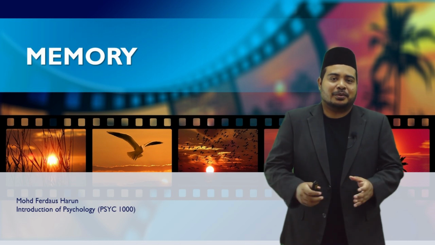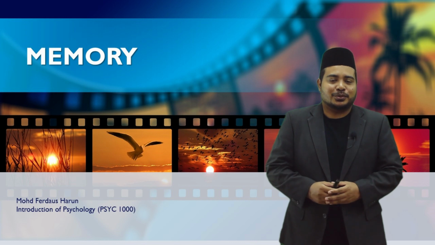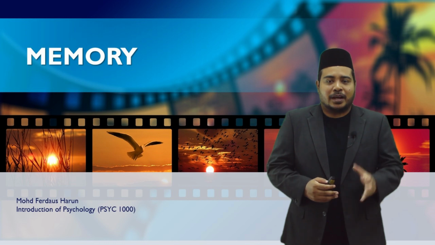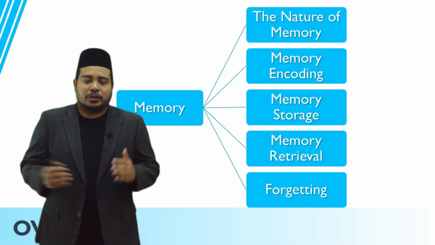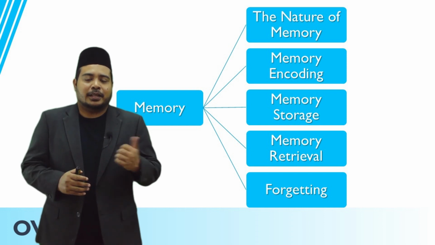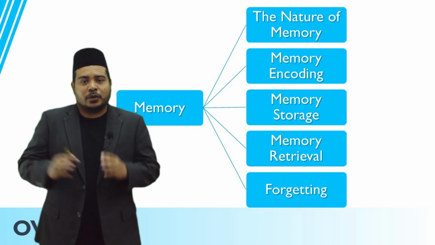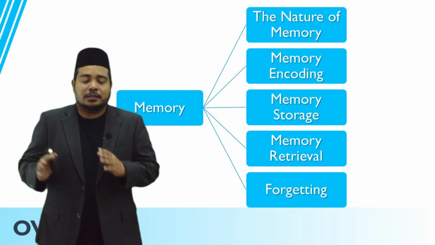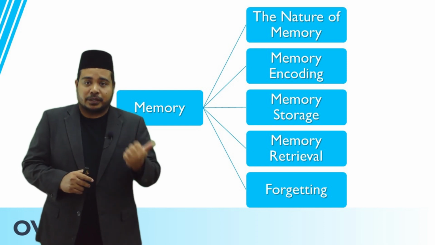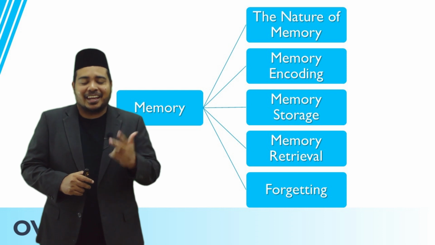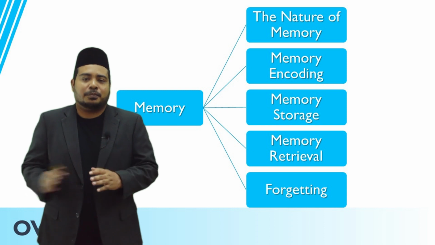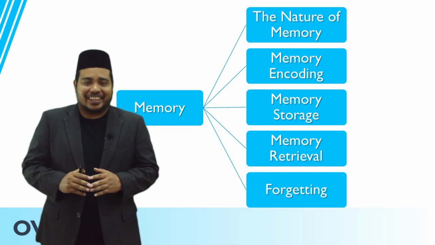In this video, I'm going to explain about introduction to memory. So in this chapter, we are going to look into 5 subtopics. The first one, we are going to look at the introduction and the concept of memory under the subtopic of the nature of memory. Then we are going to delve into 3 important processes involved in our memory system, which are memory encoding, memory storage, and memory retrieval. And in the last part, we are going to look at one important aspect of memory, which is forgetting.